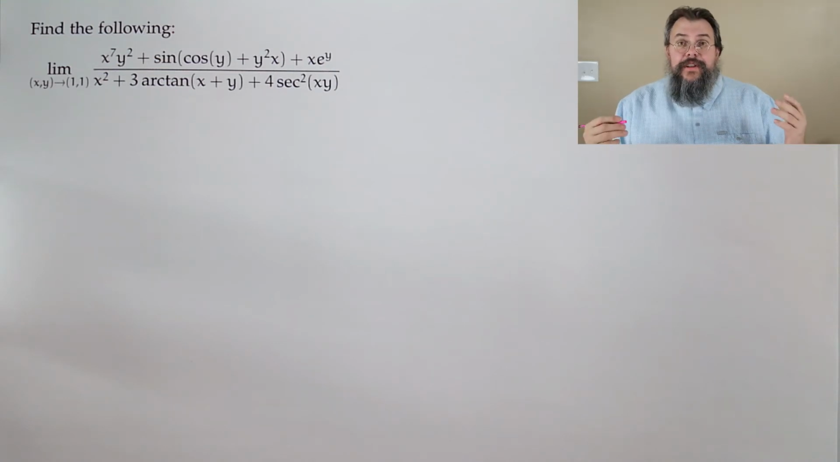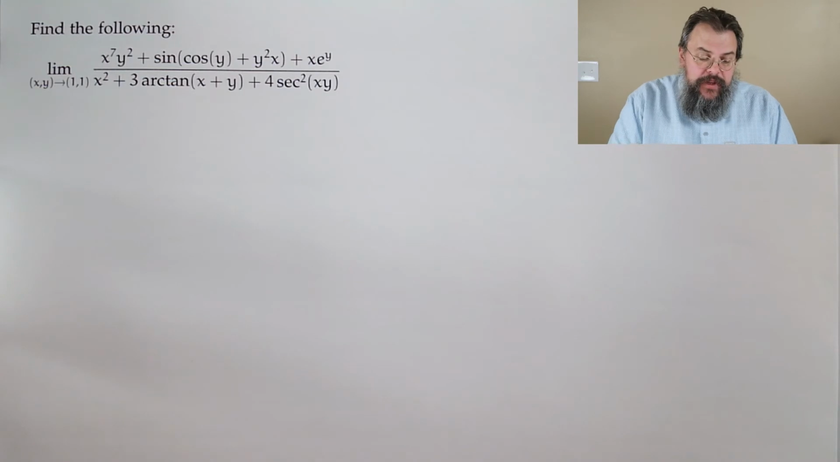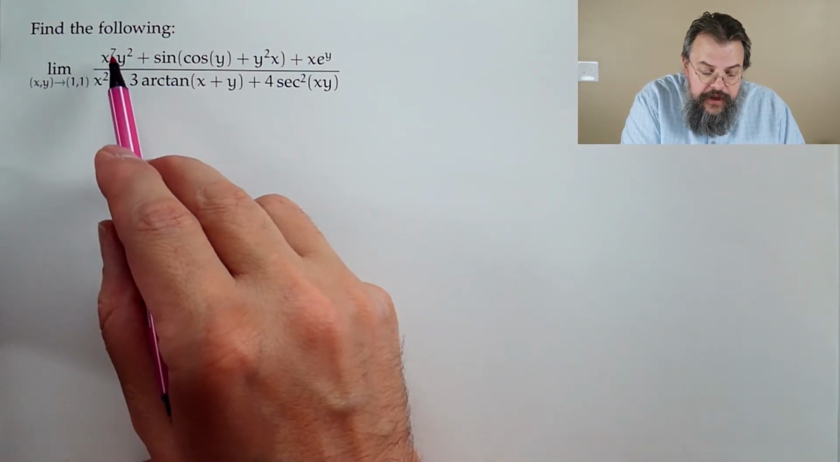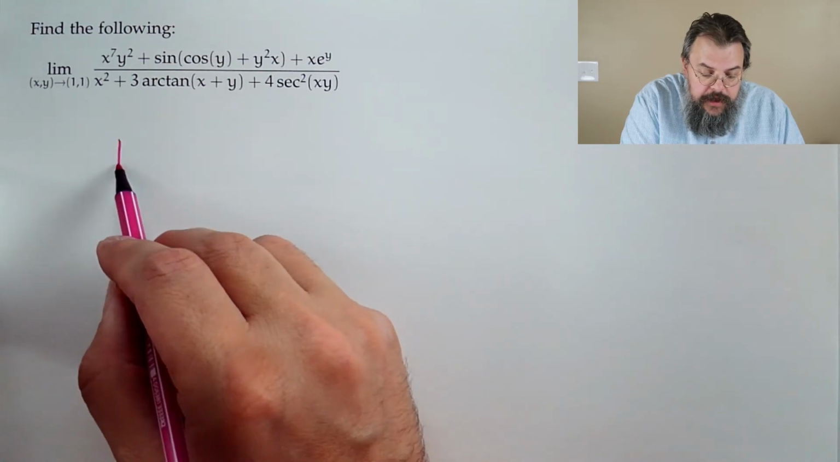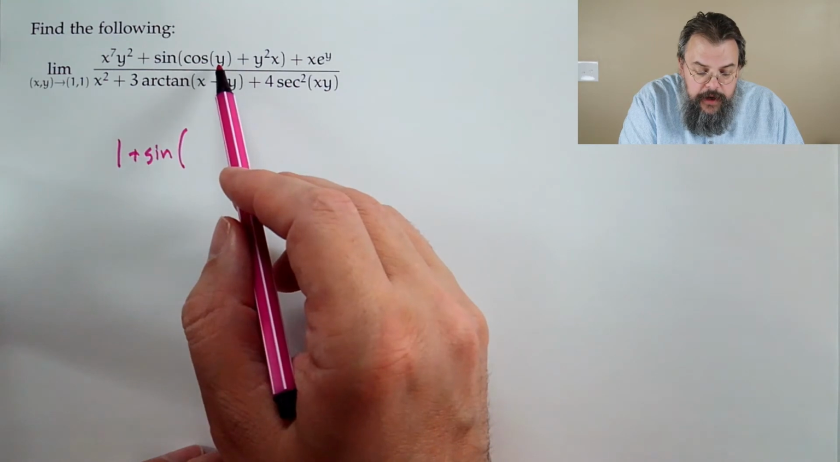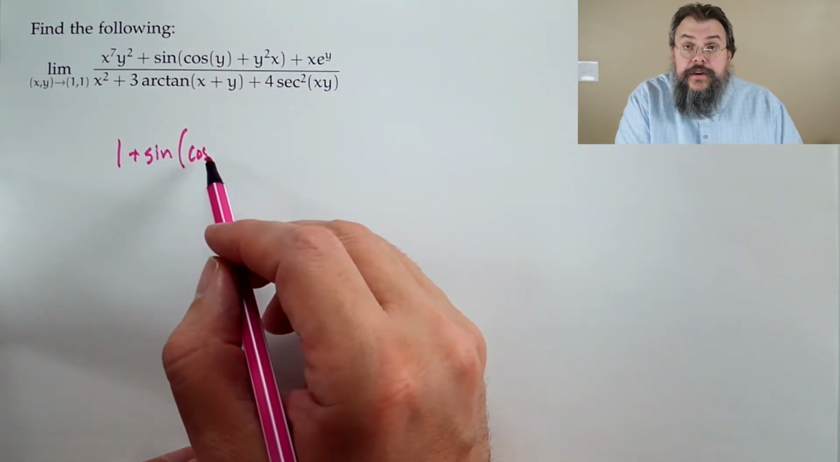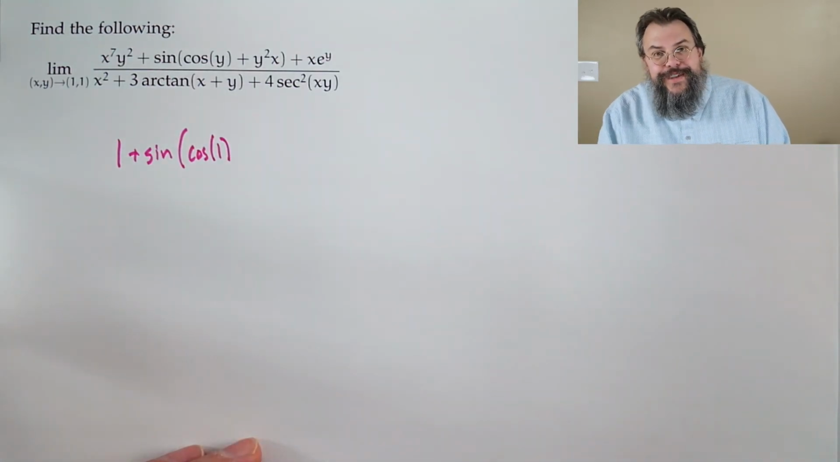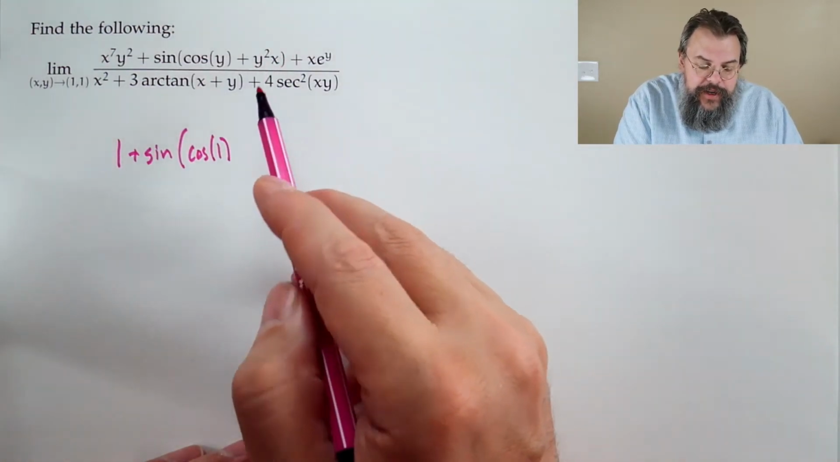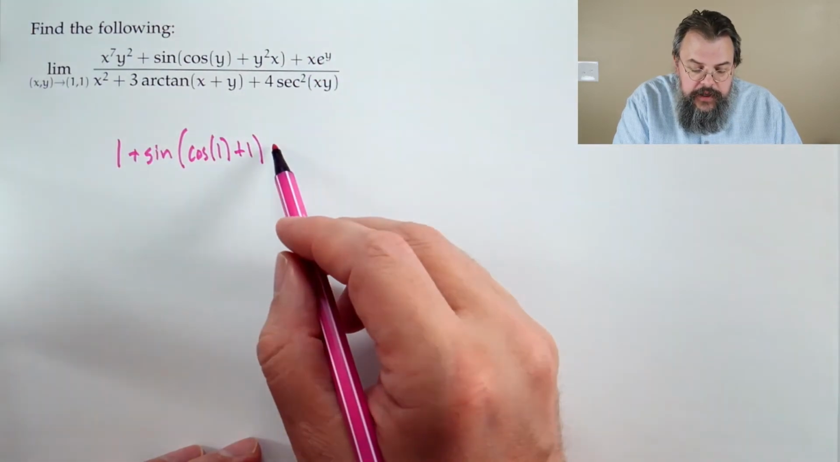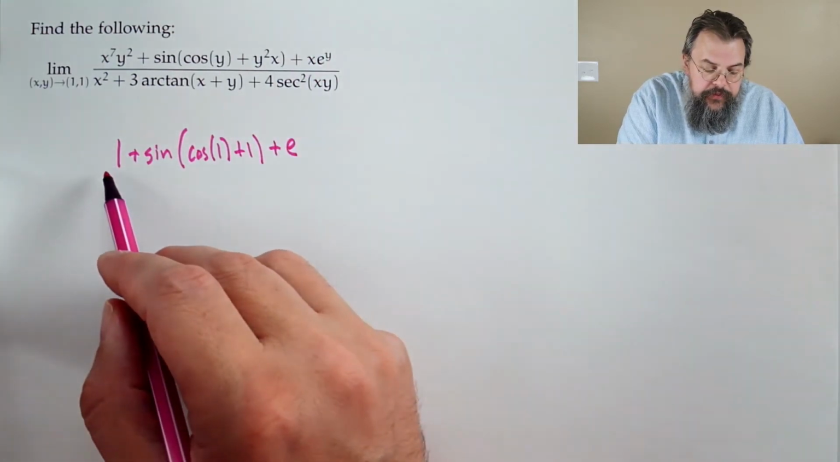So, moral is, plug in 1, 1. And let's see what we get. We get 1 to the 7th times 1 squared, which is 1, plus sine of cosine of 1. Well, cosine of 1, also known as, yes, that's right, cosine of 1, good. Some things don't simplify. 1 squared times 1 is 1. Then we have 1 times e to the 1, which is e.